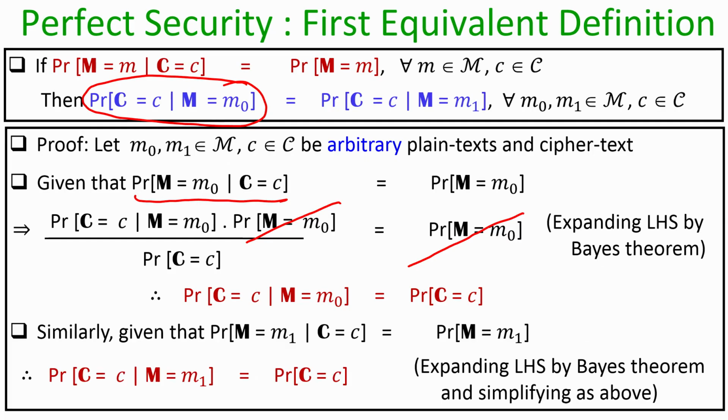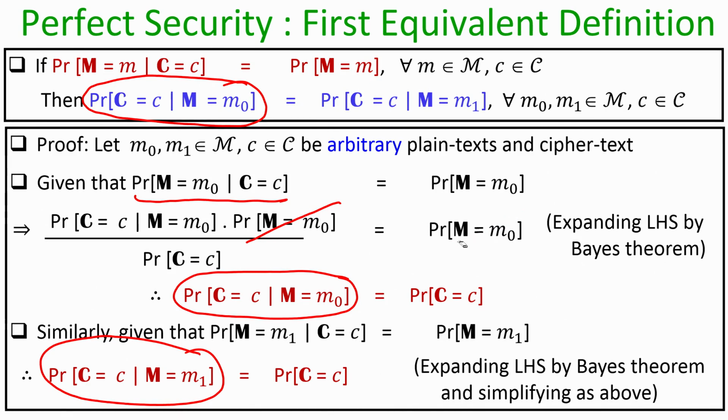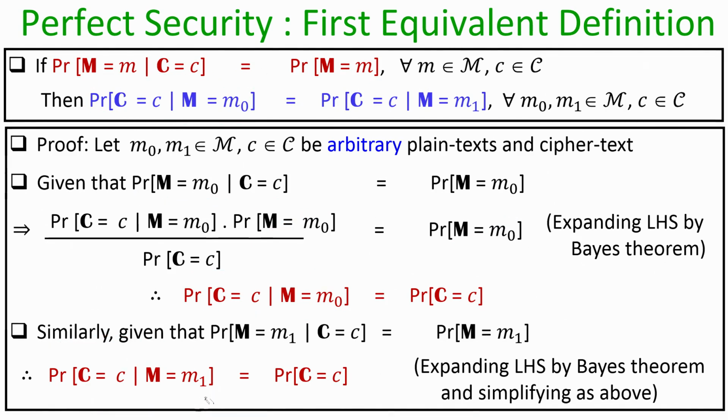By applying the same logic, I can conclude that the conditional probability that the ciphertext is little c given the plaintext is m1 is the same as the probability that the ciphertext is little c. As a result, the conditional probability that m0 will lead to an encryption of c and the probability that m1 will lead to an encryption of c are the same, namely the probability that the ciphertext is equal to little c. That means we have proved that if the original Shannon's condition is satisfied, then the encryption process also satisfies the condition for the alternate definition. That means both these definitions are equivalent to each other.